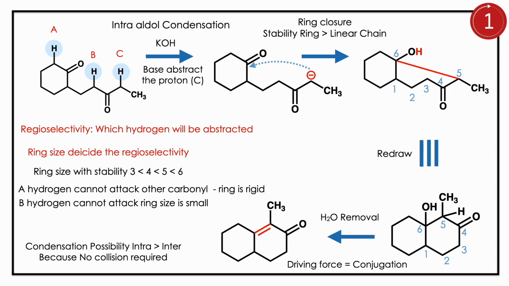Only the C hydrogen removal leads to the feasible reaction because it can promote ring formation with less ring strain. A removal will be useless because it would lead to a strained ring, which is less effective. If you remove B, the ring size will be too small, so it is not at all possible. So the only possibility is C. C attacks, the ring closes. If you redraw nicely, you have a new 6-member ring. Finally, water removal gives the final product. The concept you outline here is regioselectivity promoted by ring size. The 6-member ring is more stable according to the Baeyer strain theory. So the regioselectivity is promoted by ring size.